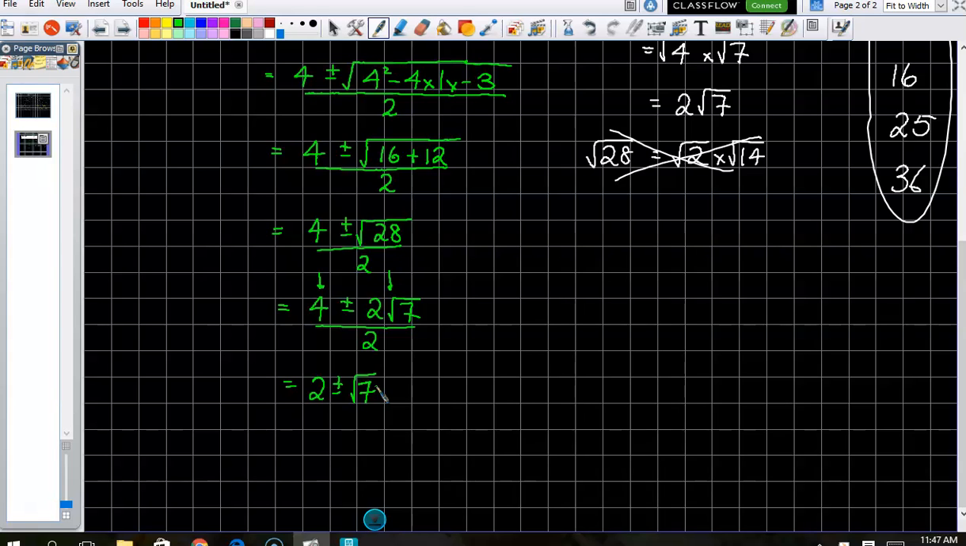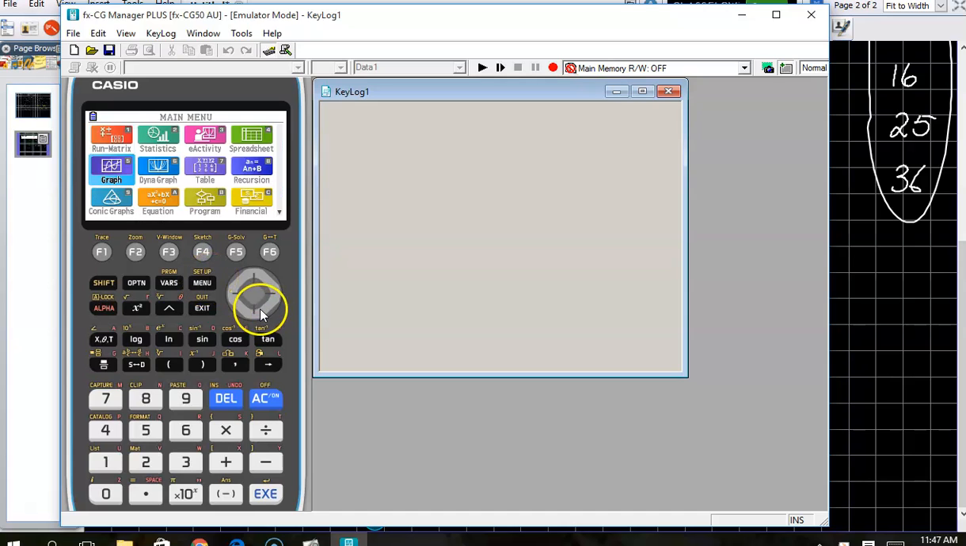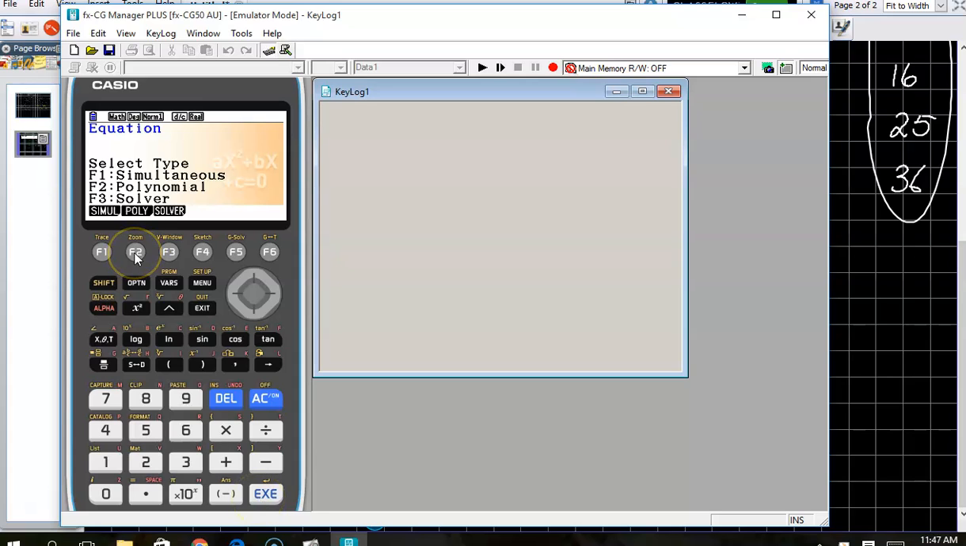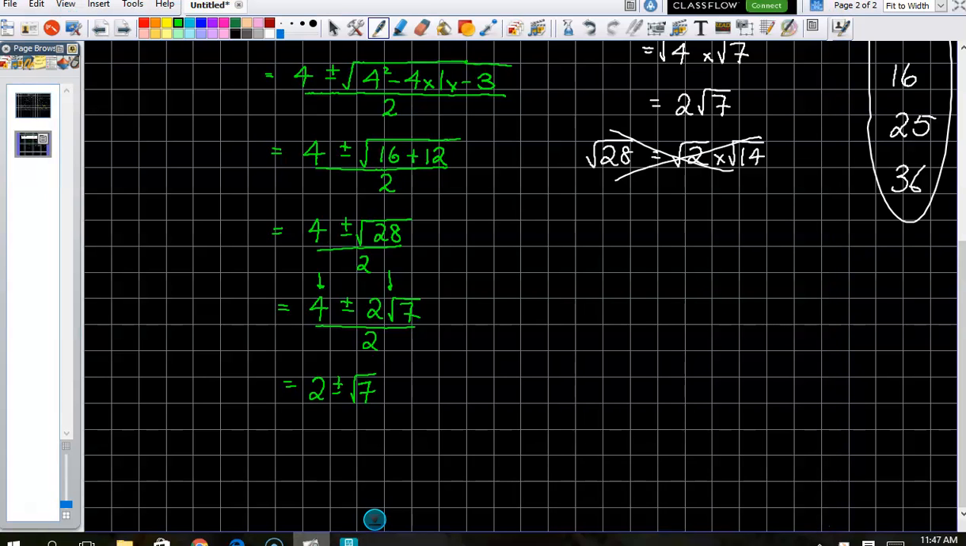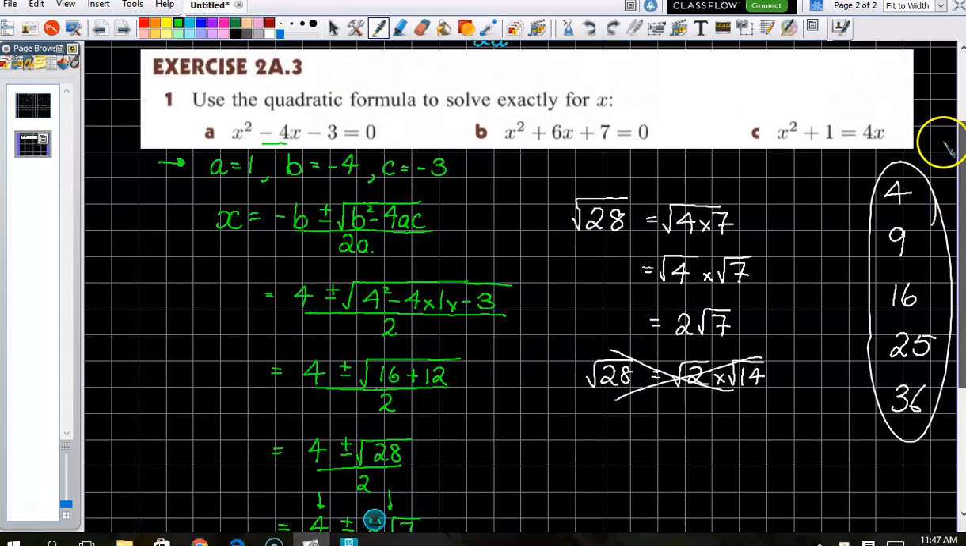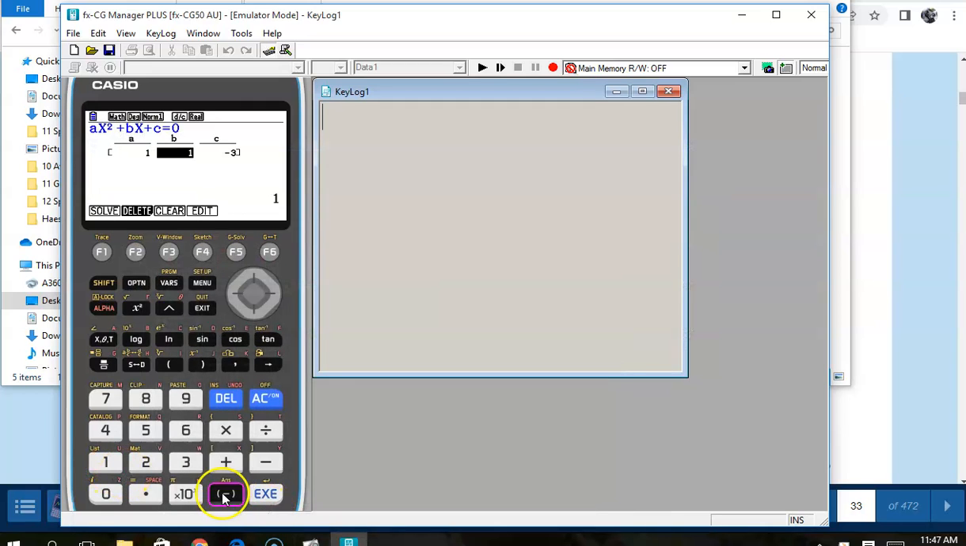And then you would check using your calculator by doing what? We go menu, we go equation, polynomial. We used this before? Polynomial, degree 2, and you just put in your coefficients, so ax squared plus bx plus c. So what was our... So 1, minus 4, minus 3. So we pop in here 1, minus 4, minus 3. And it even gives you your exact answers.